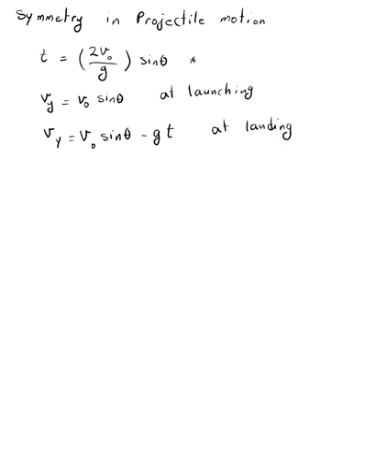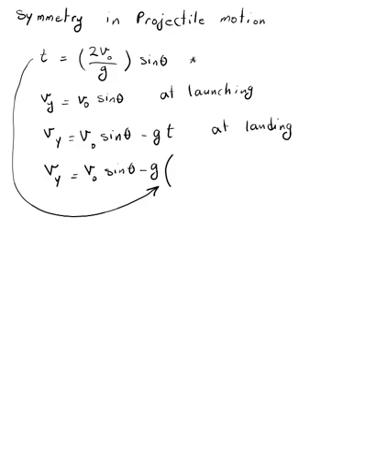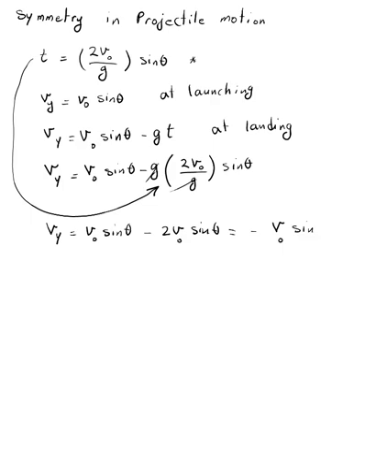All right. So I can write this Vy to be V naught sine theta minus G, and I'm replacing T here with V naught divided by G sine theta. So you see how these two guys cancel, and then I get Vy to be V naught sine theta minus 2 V naught sine theta. It's going to be negative V naught sine theta.